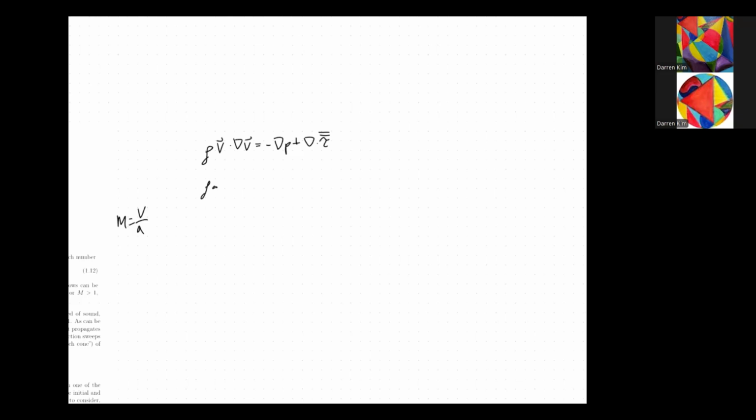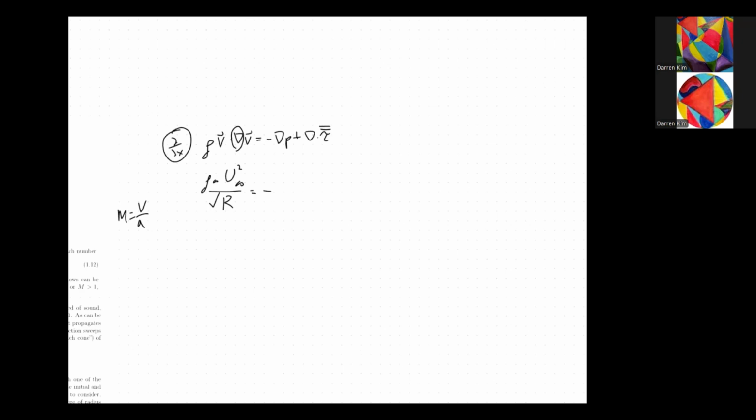At that point, we have u infinity squared divided by r. So the length scale, and the only length scale we have, is r. Then we have negative p minus p infinity divided by l, which is r in this case, plus we have this term.